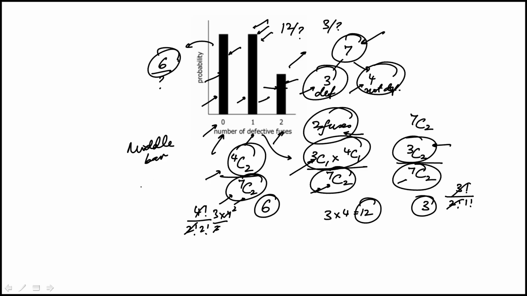So that is correct. So the answer, if we look at the choices, would be B, middle bar, k equal to 2.